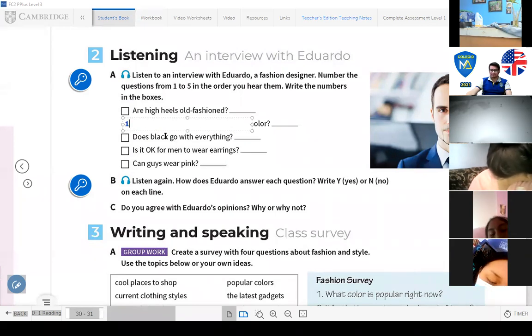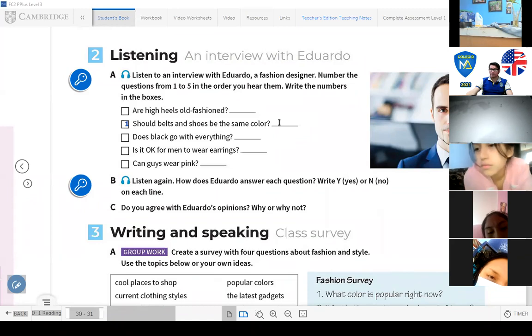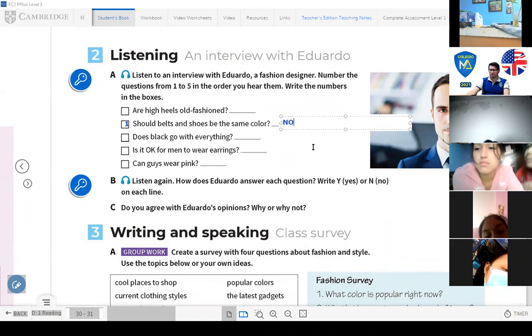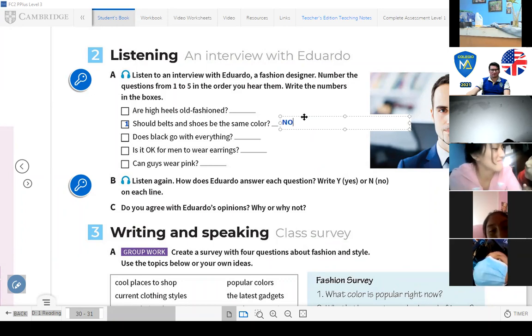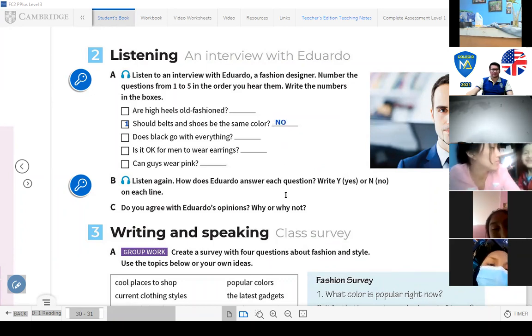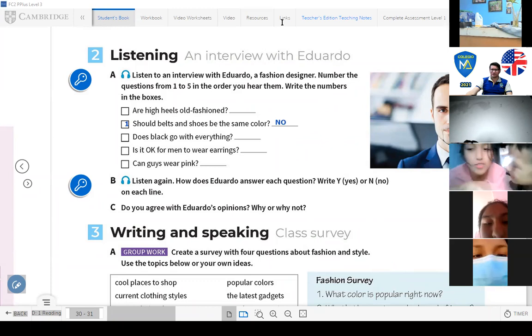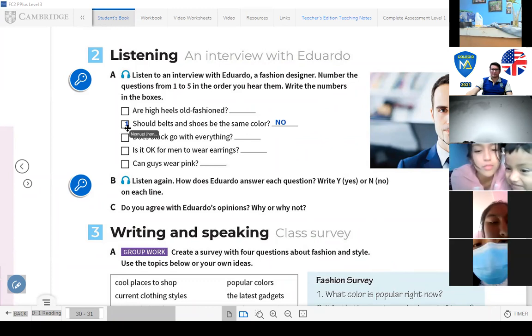And let's see, I'm going to do this. And the answer is, in this case, no, right? He said it should be in the same family of color. Podría ser en la misma familia de color, but it's not necessary to be the same color, el mismo color, yeah?